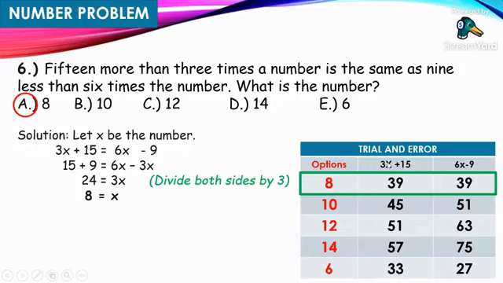3 times 8 is 24. Plus 15, that's 39. Then 6 times 8 is 48. Minus 9 is 39. So the correct answer for number 6 is letter A, and that is 8. So our number is 8. Next, let's have number 7.